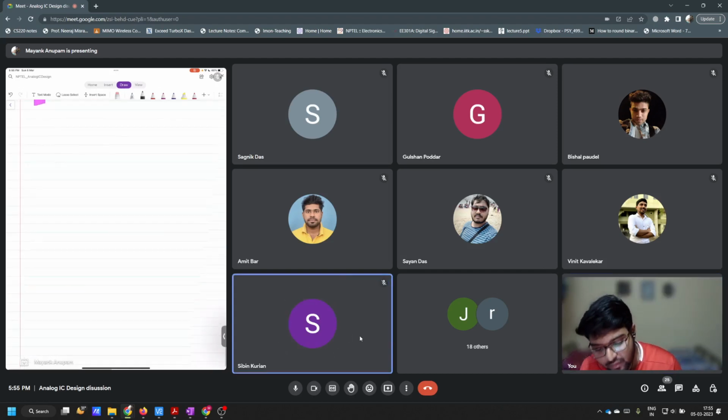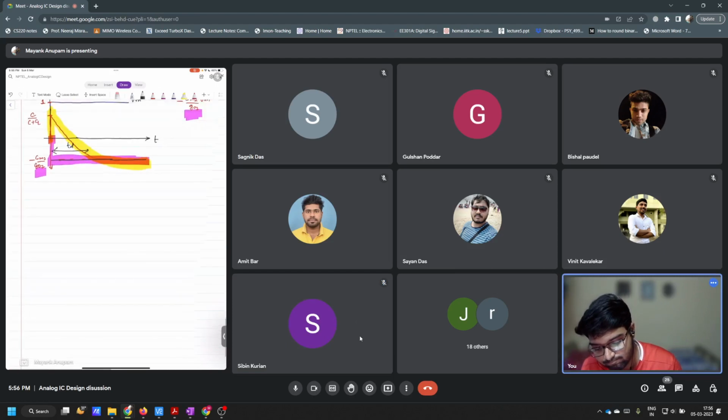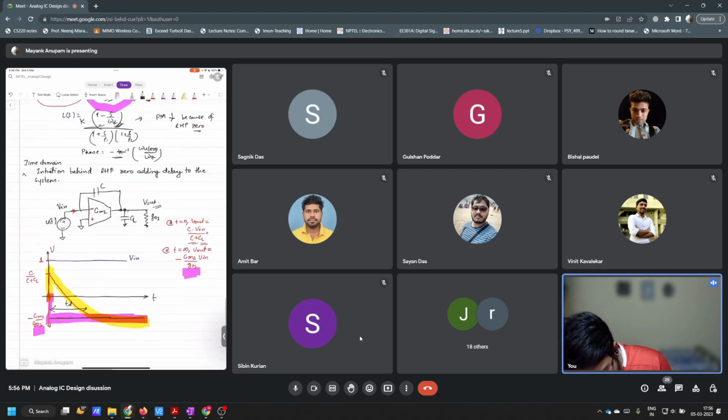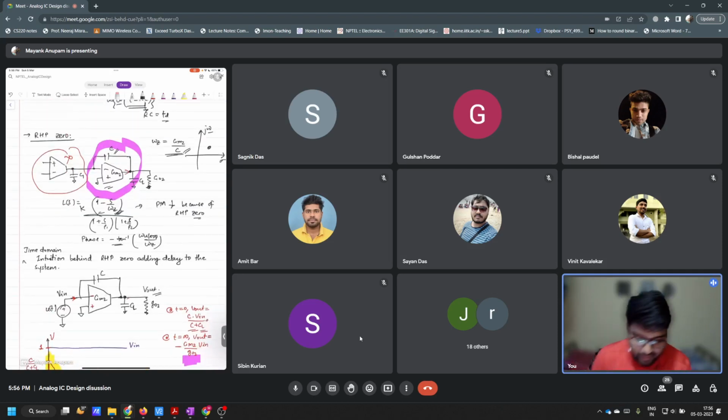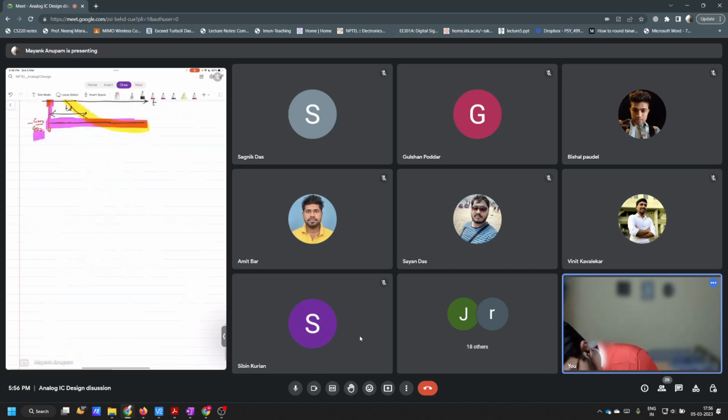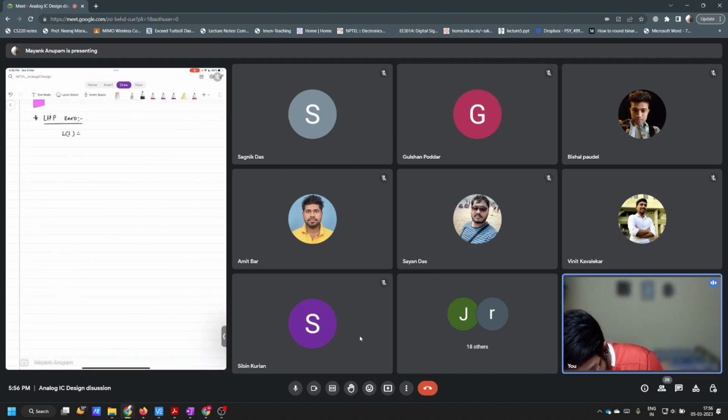Now, what happens when we have a left half plane 0? We know that a left half plane 0 will basically aid system stability, right? This was a right half plane 0. If it would have been plus here, then it would have simply improved the phase margin, isn't it? Yes, sir. So let's see what happens when we have a left half plane 0. It will be something of this kind. Or let's forget about that.